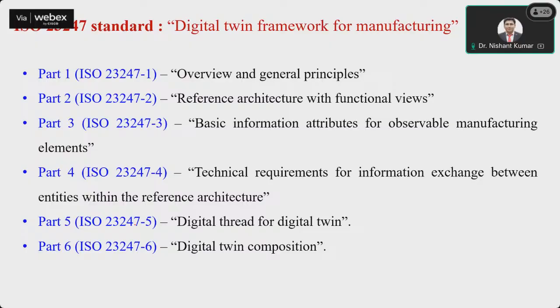Second is the reference architecture or the functional view. Reference architecture means the sensors: where you will place the sensors, what type of sensors you can use, what type you cannot use, and what type of architecture you will follow or not. That information is given in part 2. Part 3 is related to the basic information attributes of the observable manufacturing elements. Whenever we go to the manufacturing plant side, some portion is definitely secret, and some is related to a third-party provider. So at that time the secrecy of those devices should be maintained, right?